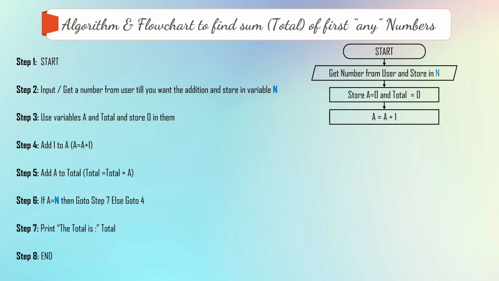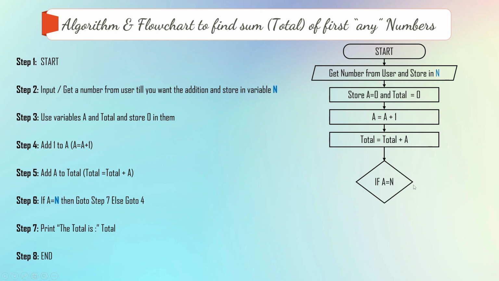We are adding 1 to a. So a is equal to a plus 1 will come in a rectangle. Then next is total is equal to total plus a. This is again processing. So it will come in a rectangle. Now here we will check the condition. Is the value of a equal to n, the number that the user wants?